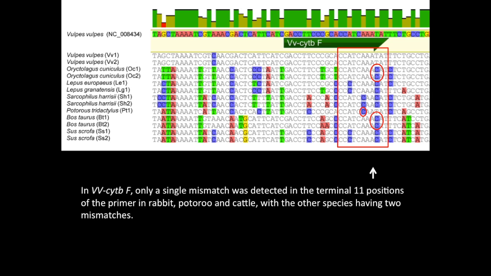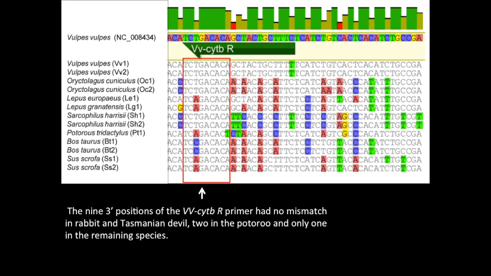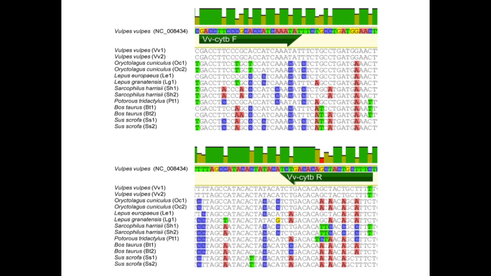Significantly, in the F primer, only a single mismatch was detected in the terminal 11 position of the primer for the rabbit, potoroo and cattle, with other species having 2 mismatches. In addition, the 9 3' positions of the R primer had no mismatches in the rabbit and Tasmanian devil, 2 in the potoroo and only a single mismatch in remaining species. Overall, most mismatches were located in the central and 5' regions of both primers, with the terminal 2 bases at the 3' end being the same in all species.